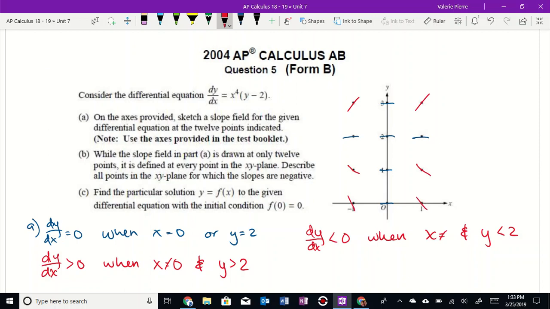And I've already done the math to kind of know the steepness, right? Because at (1, 0), if I plug in 1 for x, that's a positive 1. And if I plug in 0 for y, that's negative 2. So my slope should be about a negative 2 slope.